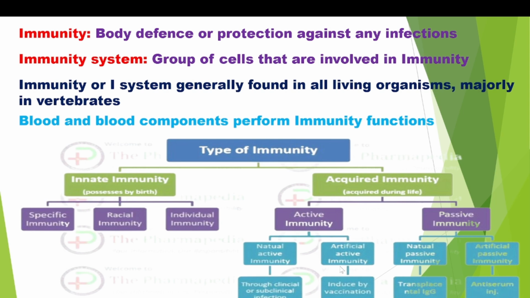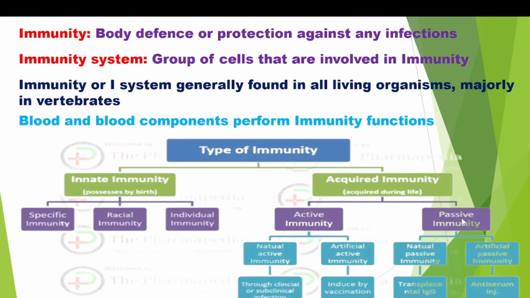Another one is artificial active immunity. The best example is vaccination. We are giving a vaccine. What is a vaccine? A vaccine is a microbial preparation, and we give that vaccine to the particular organism. In future, that vaccinated person won't get the disease. This is called artificial active immunity. So these are the two types of active immunity: natural active immunity through infections, and artificial active immunity through vaccination.